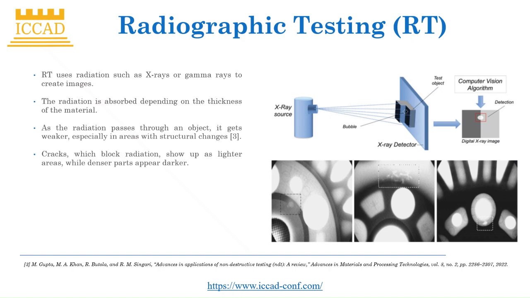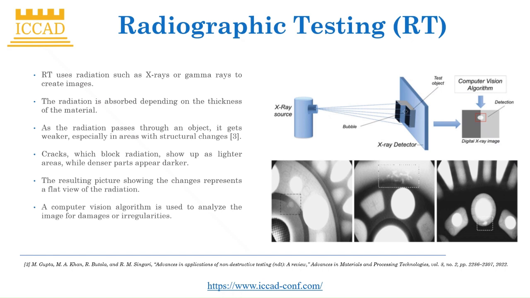Cracks, which let more radiation through, show up as darker areas, while denser parts appear lighter. The resulting picture showing the changes represents a flat view of the radiation. A computer vision algorithm is used to analyze the image for damages or irregularities.